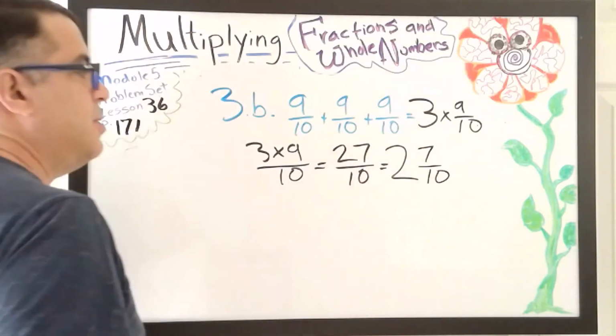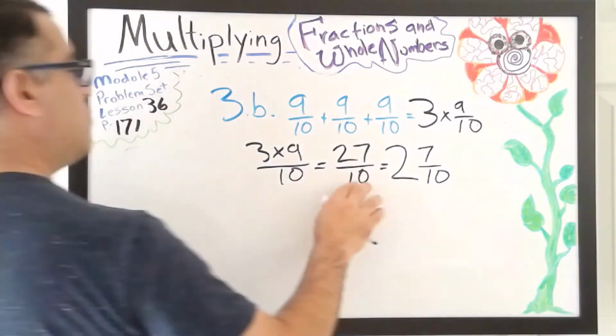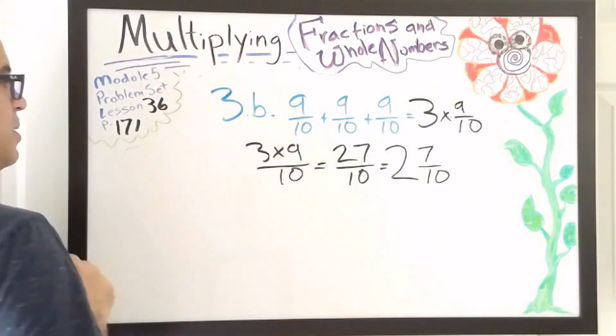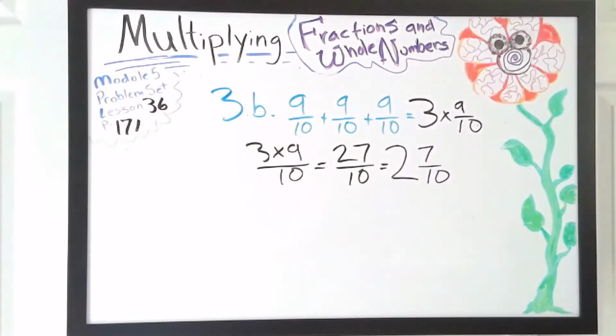2 and 7/10. And if you've been practicing from the previous lessons and switching from an improper fraction to a mixed number, you should be good at this by now. 2 and 7/10 is your answer. Let's move on.